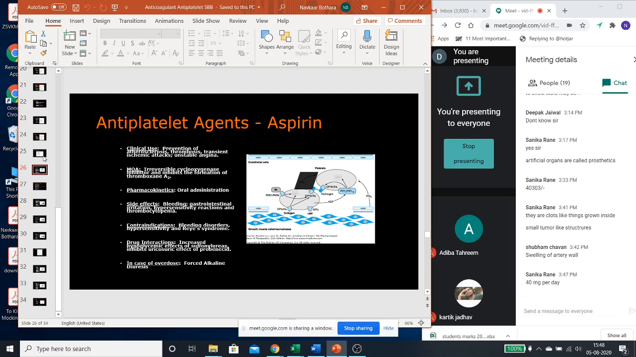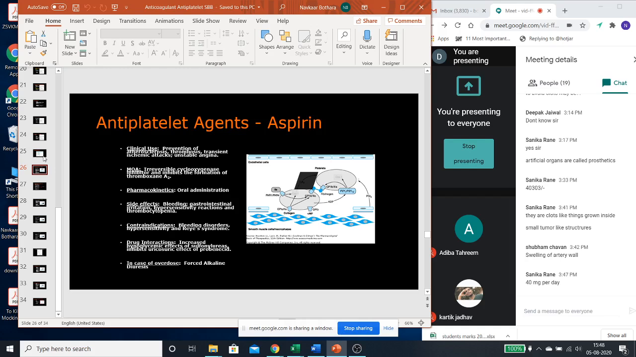So it is used for prevention of atherosclerosis, thrombosis, transient ischemic attacks, unstable angina. In many cases it is used. It is implicated in such kinds of thrombus formations, irreversible thrombus or platelet aggregation or hemostasis. We know the mechanism: it is an irreversible cyclooxygenase inhibitor, and therefore it inhibits the formation of thromboxane A2.